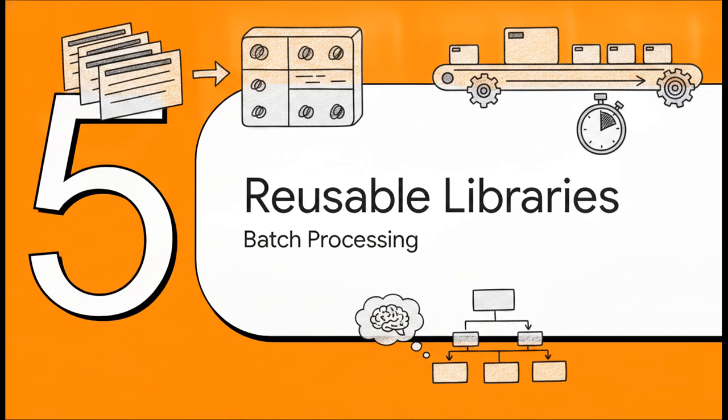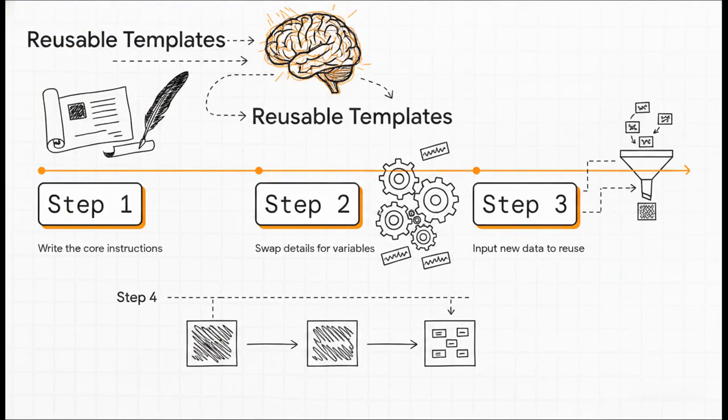Let's move to Section 5, Reusable Libraries and Batch Processing. As an expert AI consultant, one of my biggest tips for saving time is to build out reusable prompt libraries. Step 1. Write your core RCATF instructions perfectly. Step 2. Swap out the specific details for those bracketed variables we talked about earlier. Why do we separate the input data from the instructions? Well, because it drastically improves prompt quality and guarantees consistency across dozens of tasks. Step 3. You just input new data to batch process multiple tasks using that one perfect template.